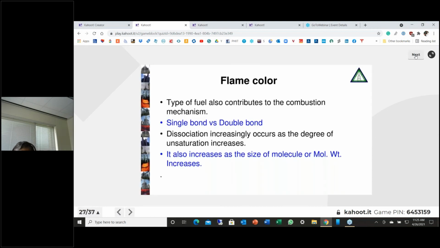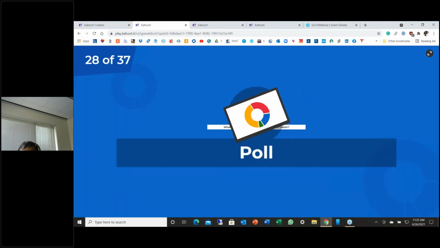Some people talk about color of flames. I don't think that's very important. It basically is depending on how the combustion process is taking place.